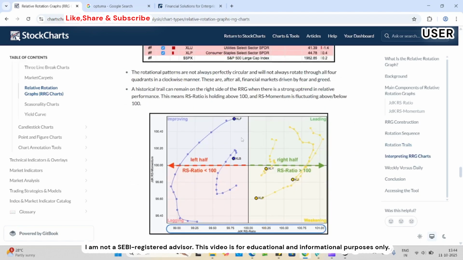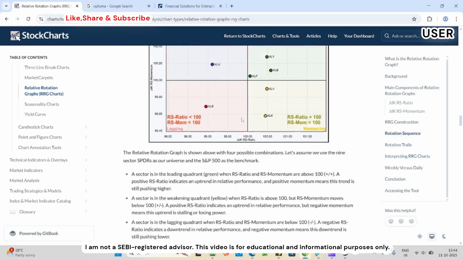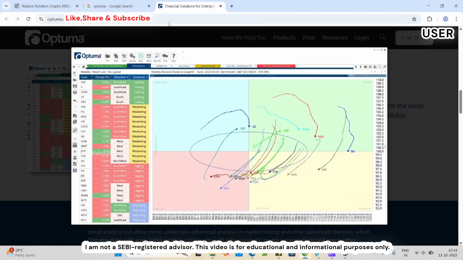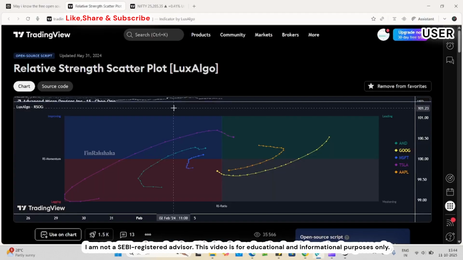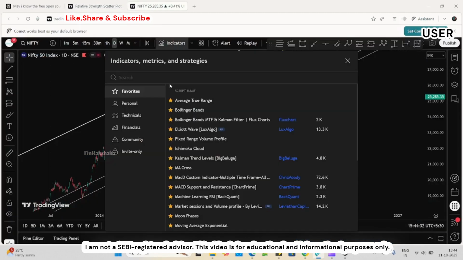So this is the basic funda about relative rotation graphs, and this is the tool you can use. For TradingView, I will be showing you this indicator. This is open source, and it is free also. I will be showing you how exactly we should utilize this one.